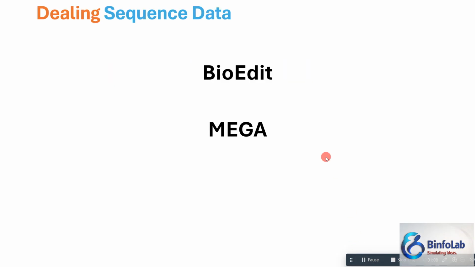So we will use two programs, both are freely available online. One is BioEdit and another one is Mega. We will explore both these programs one by one and we'll see what kind of analysis we can perform from BioEdit and Mega. So let's start.